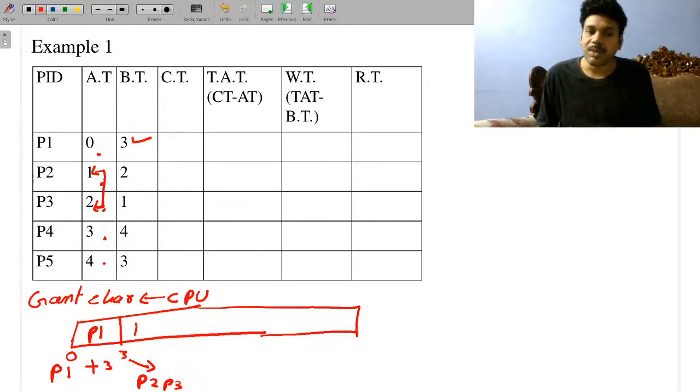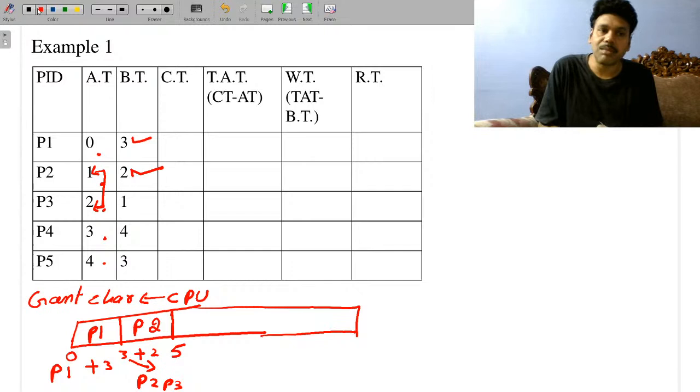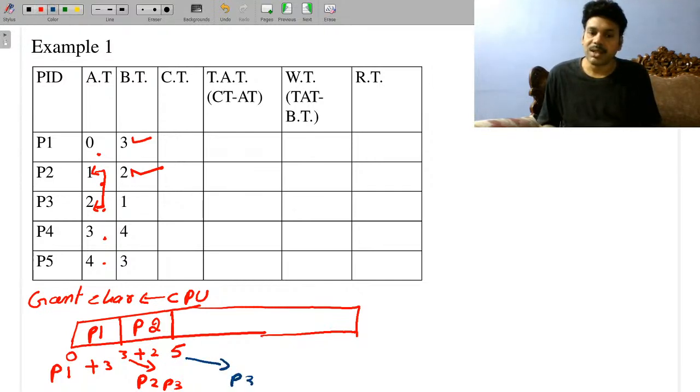So therefore P2 we are going to run. Please learn like this only. And P2 is executed plus 2 units of time. By 5 it got completed. Next, still P3 is continuing, and by 5 there are 2 other processes that have come into the ready queue.